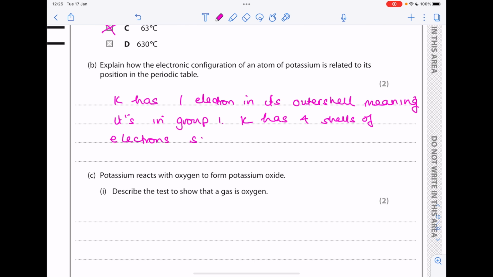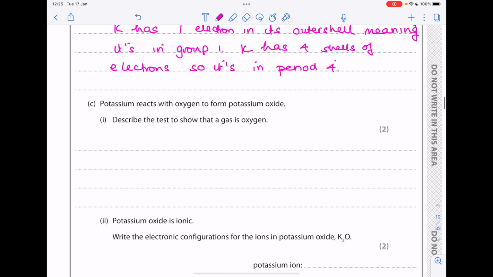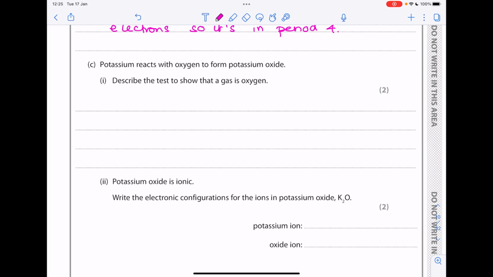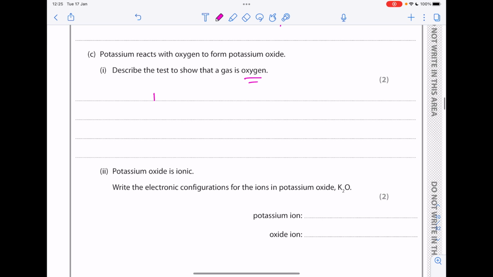So it's in period 4. Potassium reacts with oxygen to form potassium oxide. Describe the test to show that the gas is oxygen. The simplest way of saying that is that it relights a glowing splint. And you will get 2 marks by saying that.